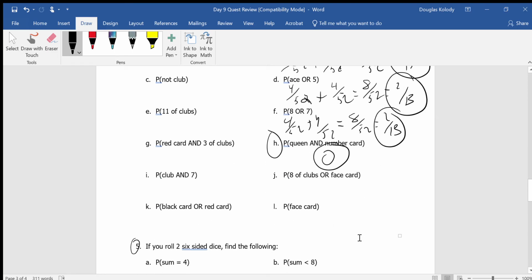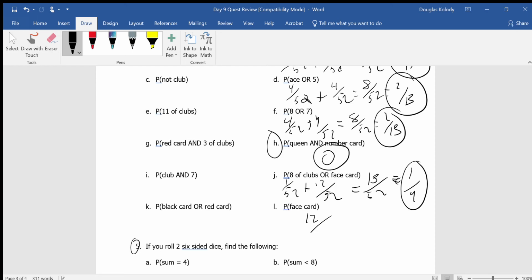The 8 of clubs or a face card. So there's 1 card that is the 8 of clubs, 1 out of 52. Plus, a face card is 12 out of 52. And there is no overlap because the 8 of clubs is not a face card. So that's 1 plus 12, or 13 out of 52, which is 1/4. Then a face card. Well, that's just the 12 out of 52 that you see, and that's 3 over 13.